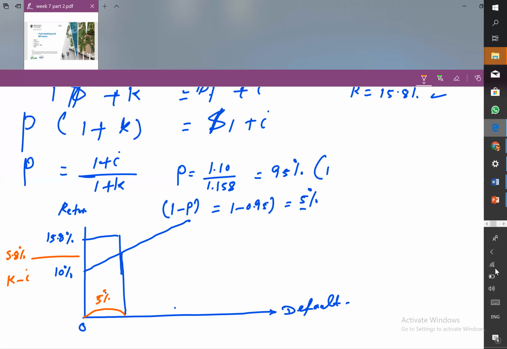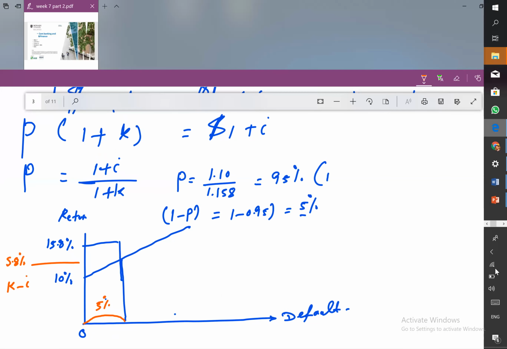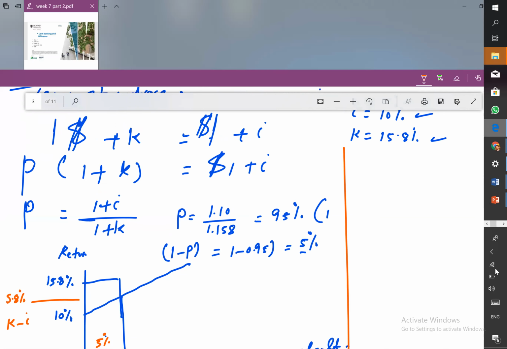Just one more thing now. There is something sometimes called collateral. Let's take the collateral and call it, this is the collateral.